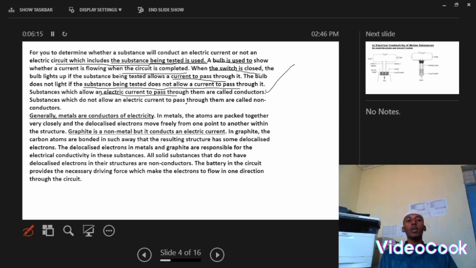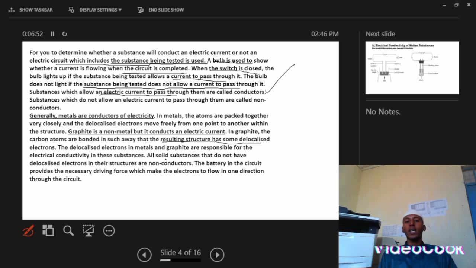They told us generally metals are good conductors of heat and electricity. In metals, the atoms are packed together very closely and they have delocalized electrons which move freely from one point to another within the structure. Graphite is a non-metal but it conducts an electric current. In graphite, the carbon atoms are bonded in such a way that the resulting structure has some delocalized electrons. The delocalized electrons in metals and graphite are responsible for electrical conductivity in these substances.